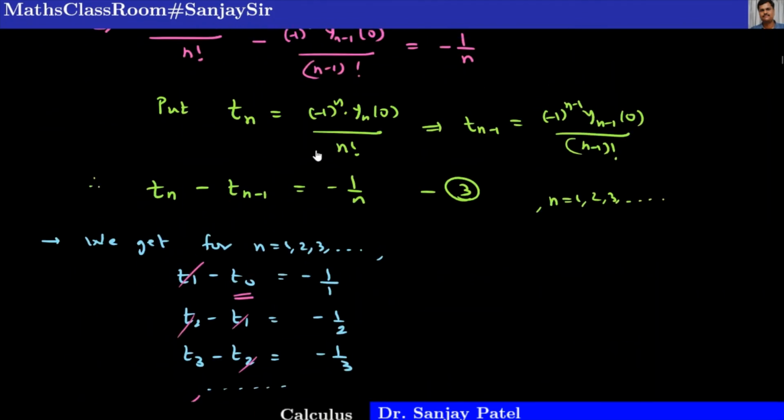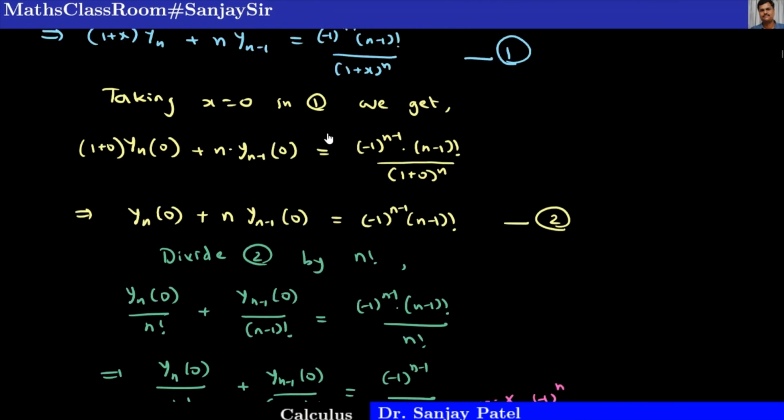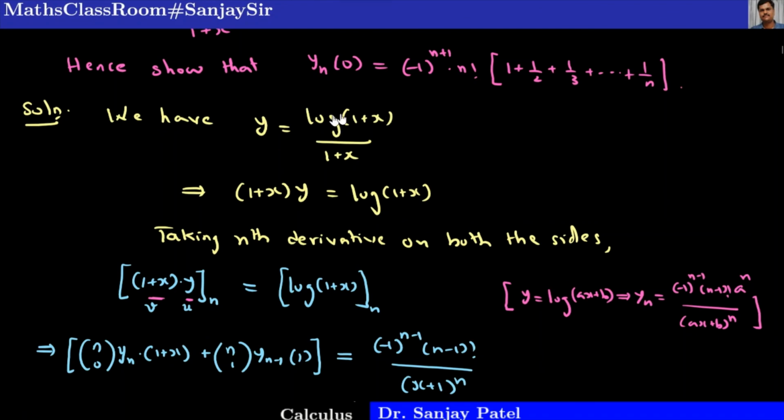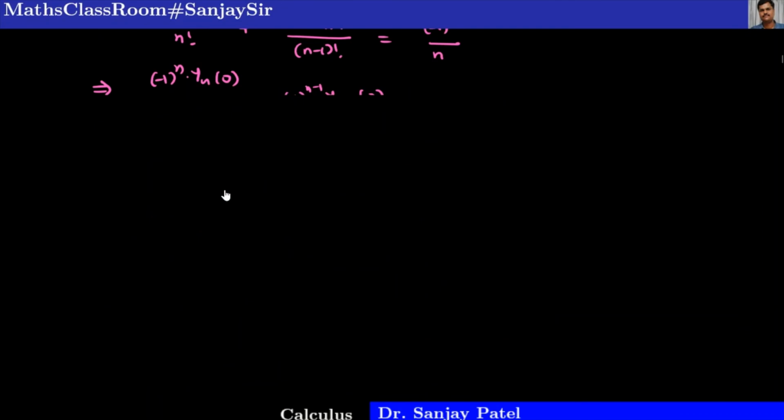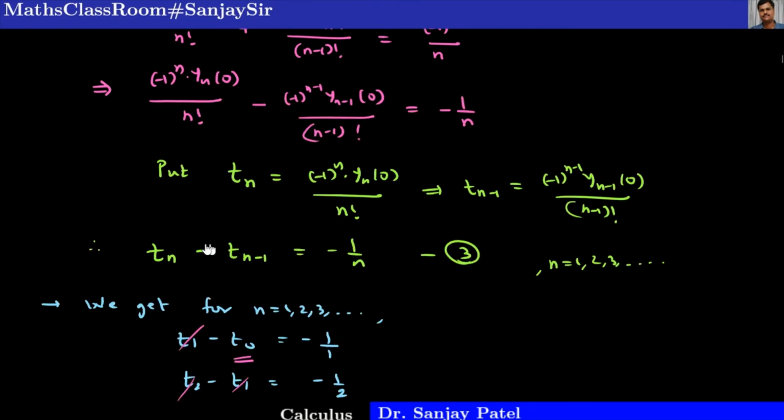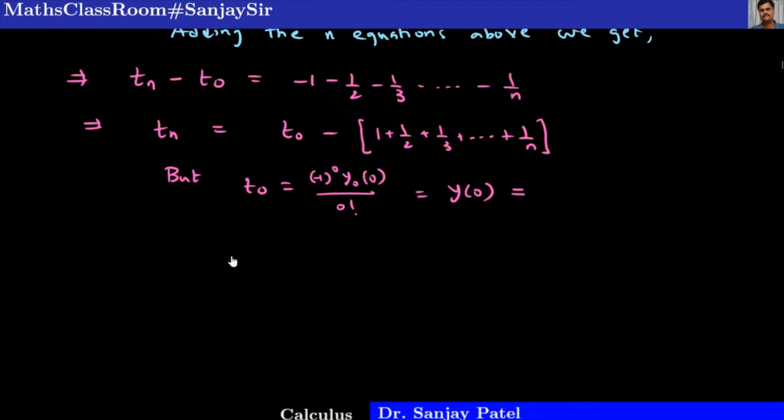Now what is the function y? That function y given in the problem is y is equal to log of 1 plus x upon 1 plus x. So let me write that. So y of 0 is log of 1 plus 0 upon 1 plus 0, and that is nothing but 0, because log 1 is 0 and the denominator is 1 here. So y of 0 is 0. That means the T0 value is 0. So we get this thing.